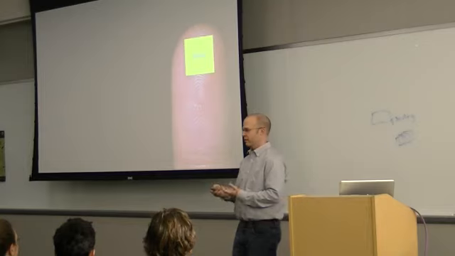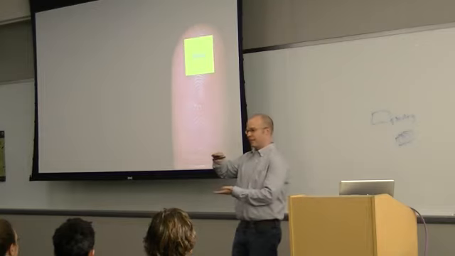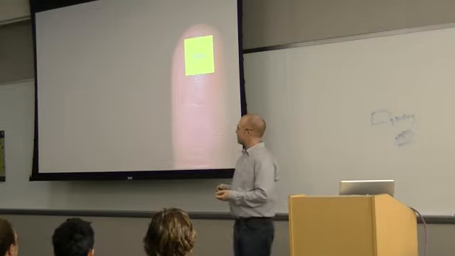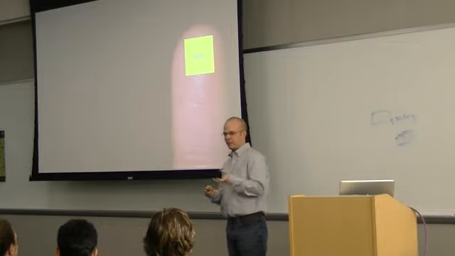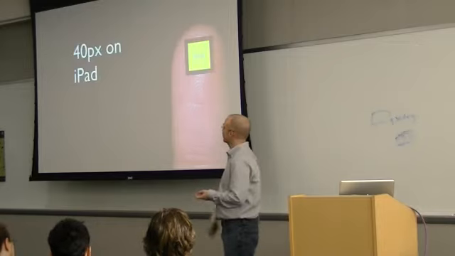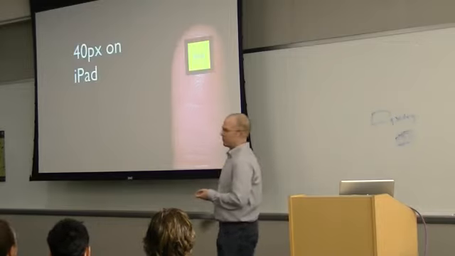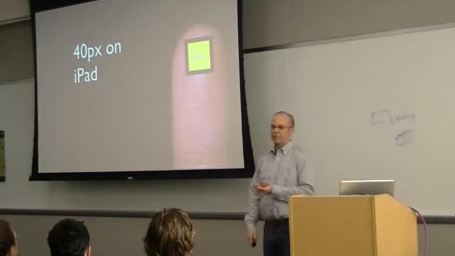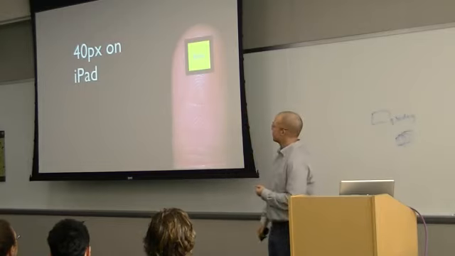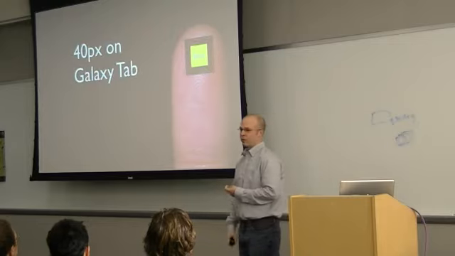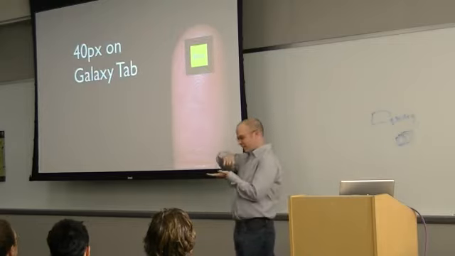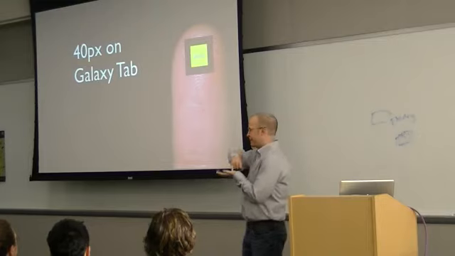So we just learned that the Galaxy tab has the same height, same number of pixels as the taller iPad. So let's figure out what those 40 by 40 pixels actually work out to using PPI from those devices. So 40 by 40 pixels on the iPad is about an 8 millimeter square. Whereas once you take this to the Galaxy tablet, you're now looking at a 6 millimeter square. Can you imagine trying to touch something that's 6 millimeters with your fingertip? It's really infuriating.